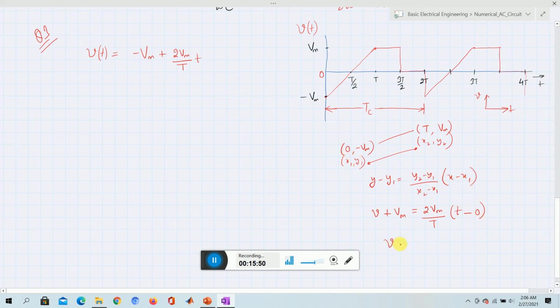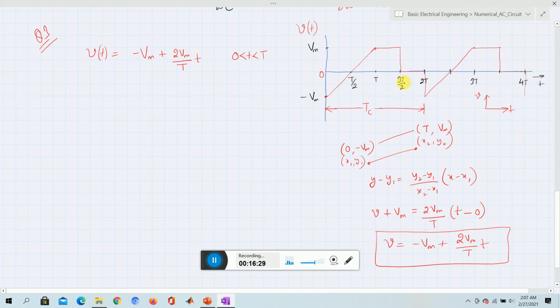So here this will go on the right hand side: minus Vm plus 2Vm by T into small t. So this expression is what we get for small v. We can write this as small v as a function of time, minus Vm plus 2Vm by T into t. So this is the value of V of t for the time 0 to T.